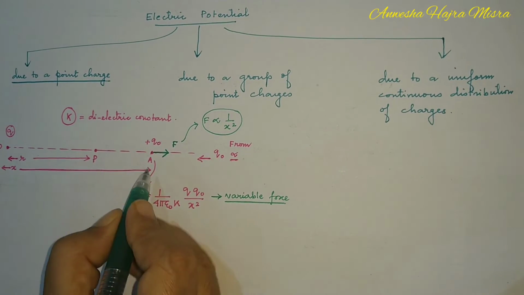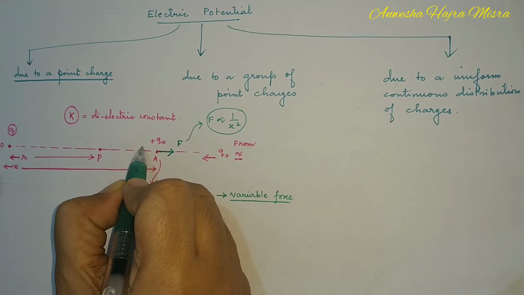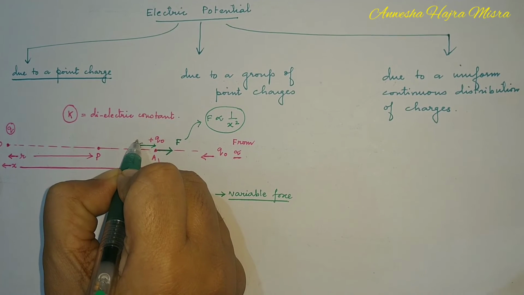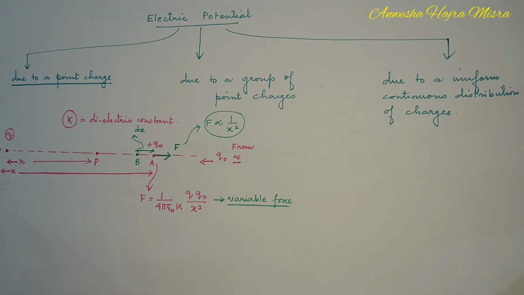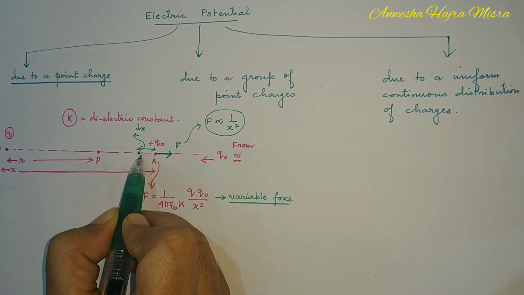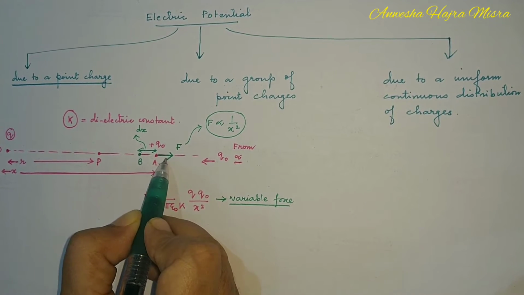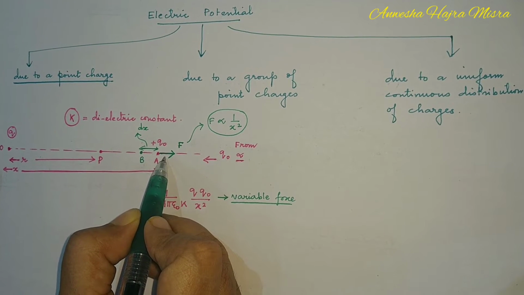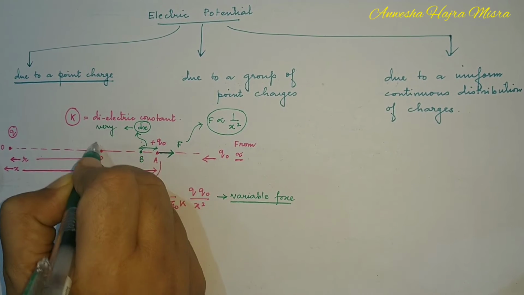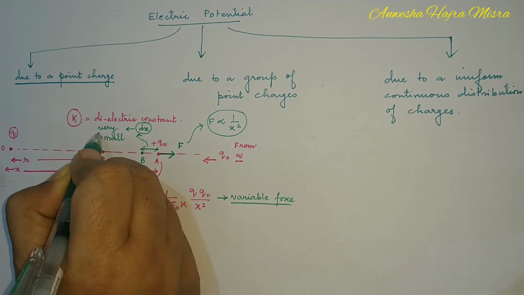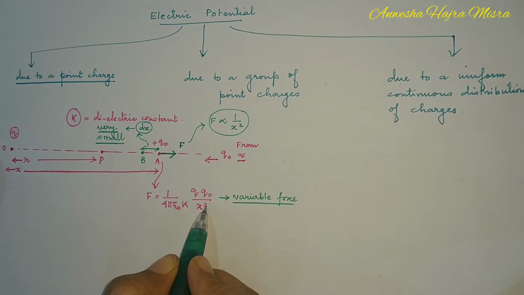Now, let me bring this point to a point B. The distance between A and B is very small, and let this distance be dx. We assume dx so small that during this dx displacement, the force does not change. It is a very small displacement, so small that within this dx displacement, this force remains almost constant.